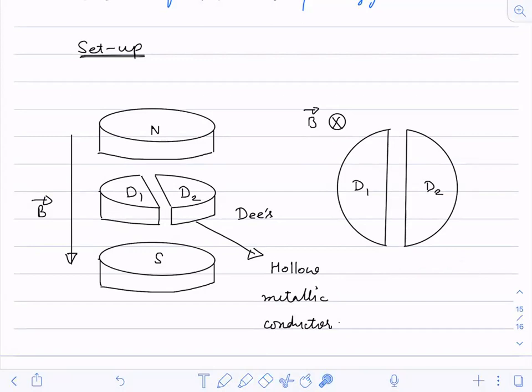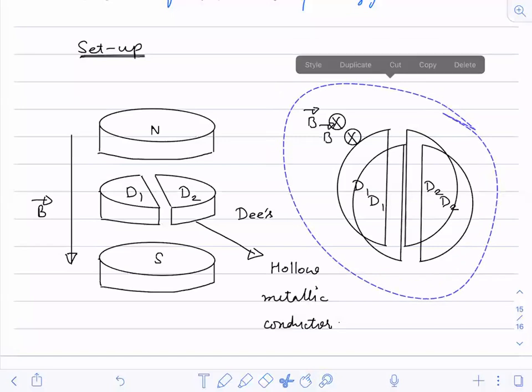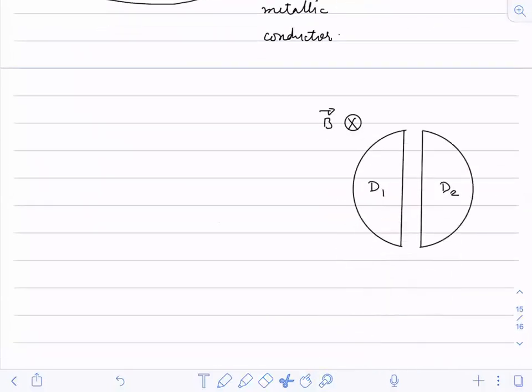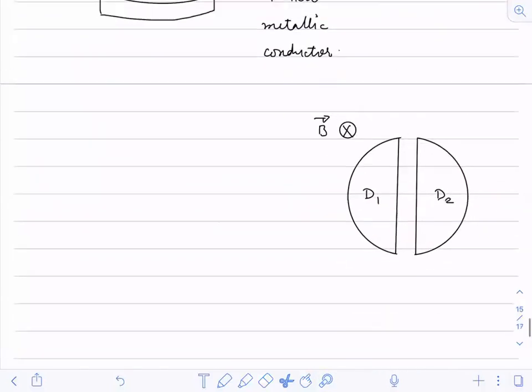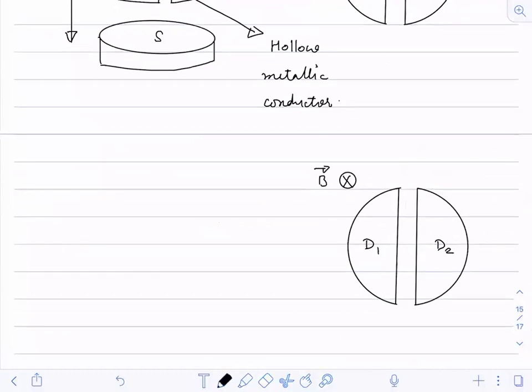Still now I have not shown you the electric field here. Okay, now let us start the analysis and working of this. So I'll just take this figure. So now, working.